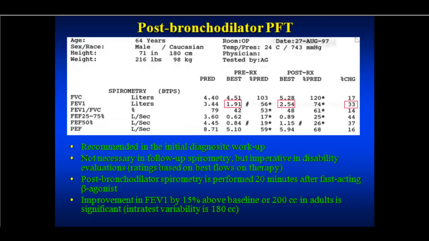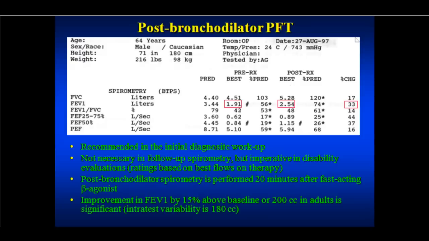All right? So we can't use a negative test in someone who's symptomatic to deny them therapy. That's the worst thing that you could do with a bronchodilator test. Nevertheless, demonstrating bronchial hyperresponsiveness does give you a little bit more information about pathogenesis, so it's recommended. I may do it once. I rarely do it. I don't really believe in it for clinical purposes. It's very important for disability.